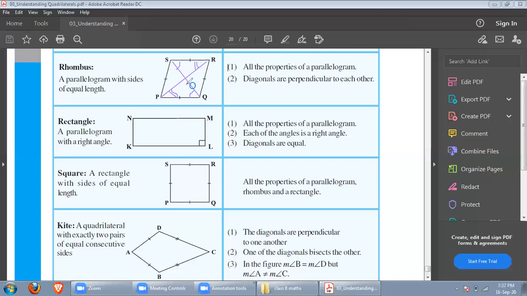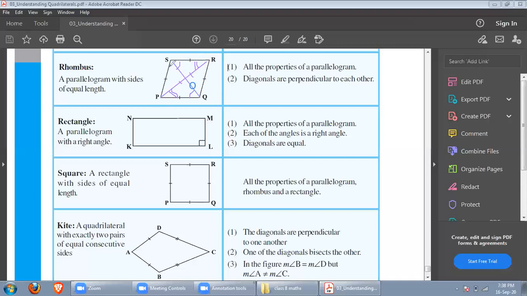So if these are congruent, and further this is a parallelogram, they bisect each other, we know. Yes, it can be proved they bisect each other because they are corresponding parts of congruent triangles. OP will be equal to OR correspondingly. P corresponds to R. So these two will be equal. That's why we say that the diagonals bisect each other for a parallelogram.